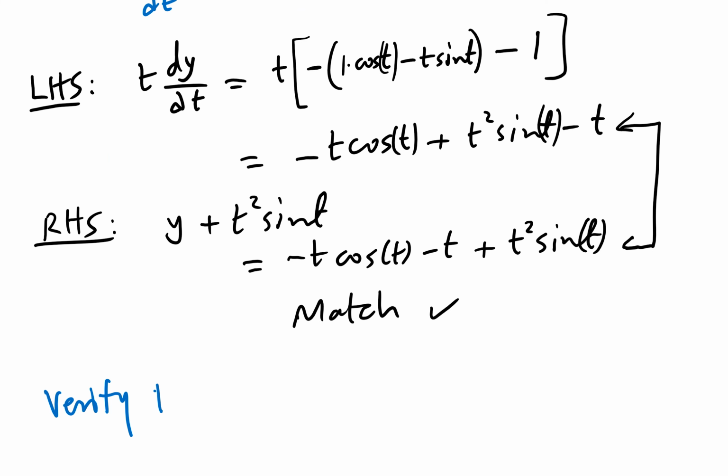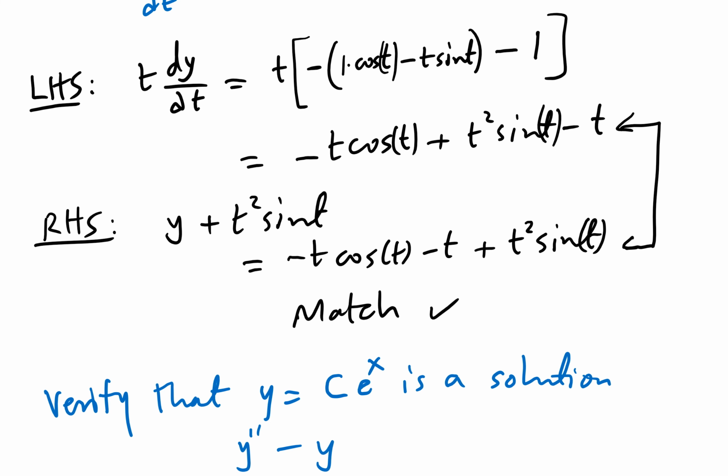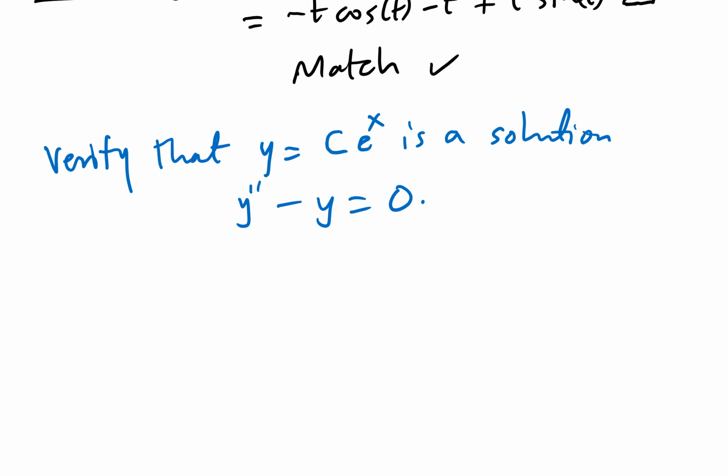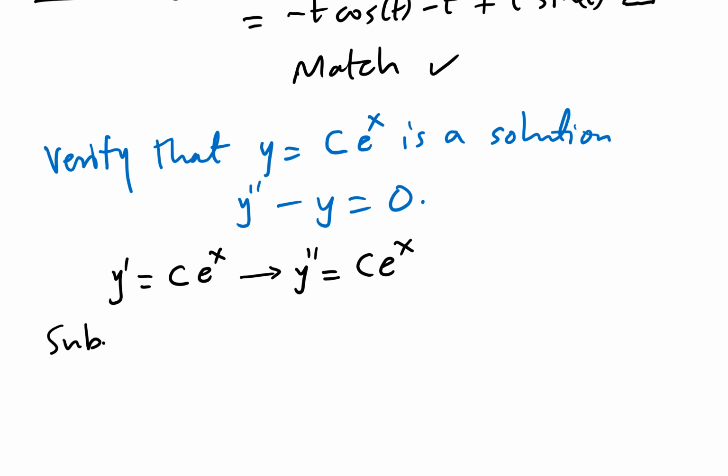Another similar example, verify that y equals c e to the x is a solution to the differential equation y double prime minus y equals 0. So we find y prime, which is c e to the x, and again y double prime, same thing, c is a constant. And we substitute y double prime c e to the x minus y is c e to the x. And notice it gives us 0, which is the right-hand side.